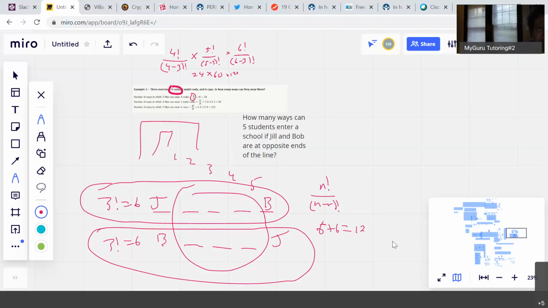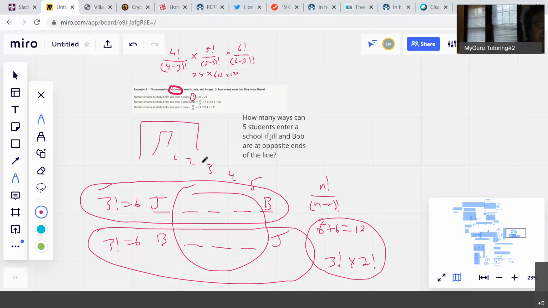Another way of imagining it is saying, well, wait a minute. I've got 3 factorial, because I've got that many ways of arranging the 3 in the middle there. I've also got 2 ways of arranging Jill and Bob, right? So you can do it that way as well. It gives you the exact same thing.